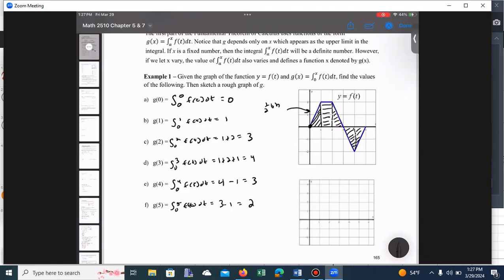And then what we can do is actually graph g of x here. When x is 0, g is 0. When x is 1, g is 1. When x is 2, g is 3. When x is 3, g is 4. When x is 4, g is 3. When x is 5, g is 2. And so we have this looking graph. So it starts to look like a parabola.